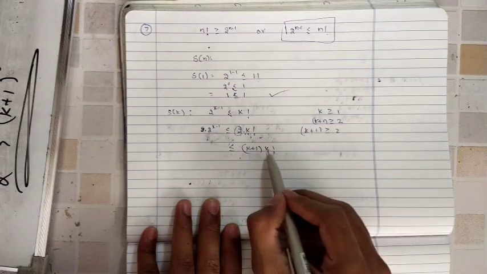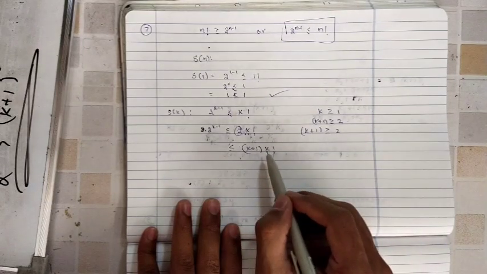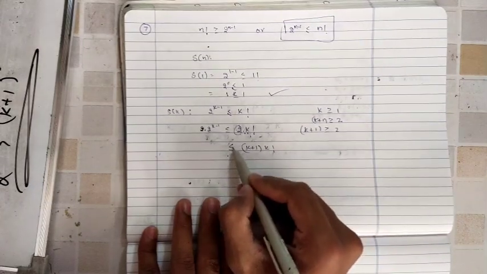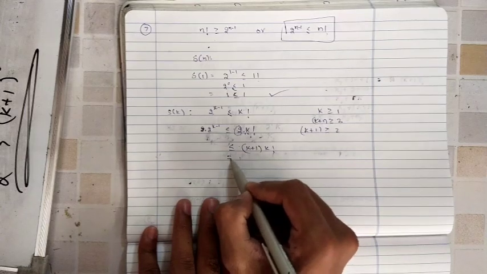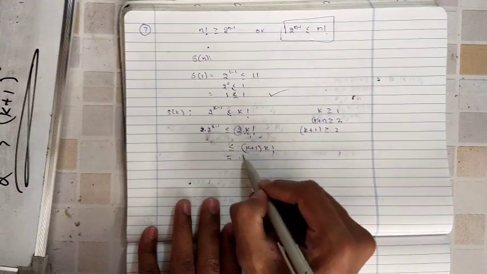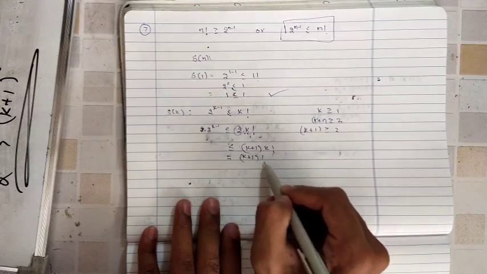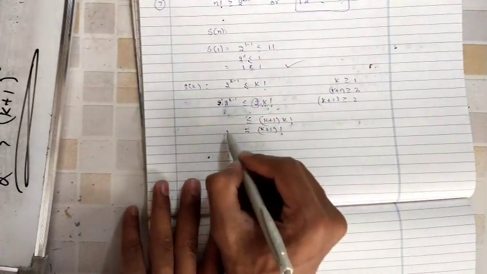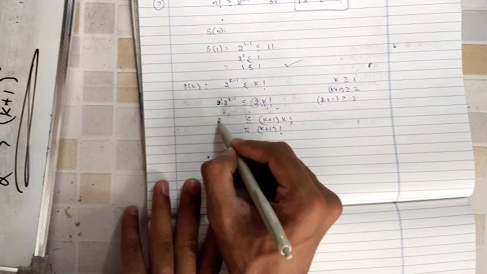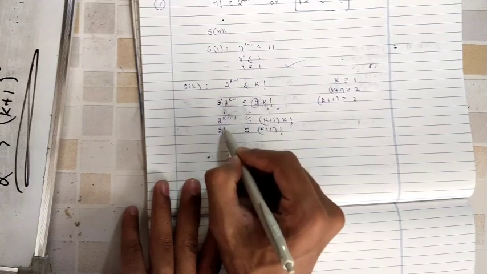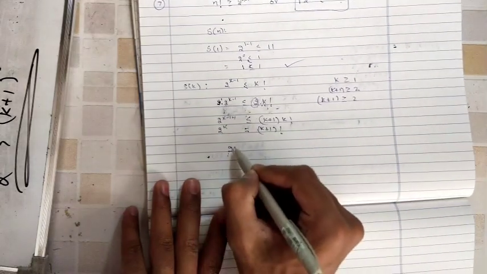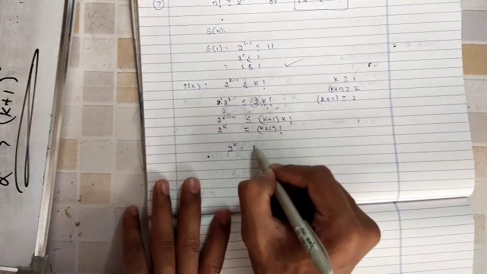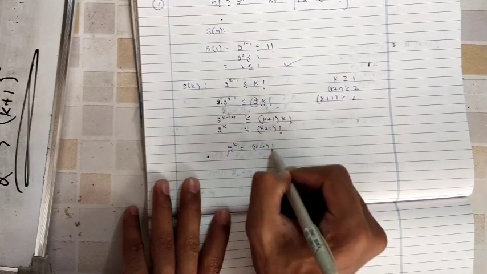Since less than or equal to was there, I will remove that and put only k plus 1 whole factorial. So 2 into 2 power k minus 1 is equal to 2 power k minus 1 plus 1, which is 2 power k. So I got it, 2 power k is less than or equal to k plus 1 the whole factorial.